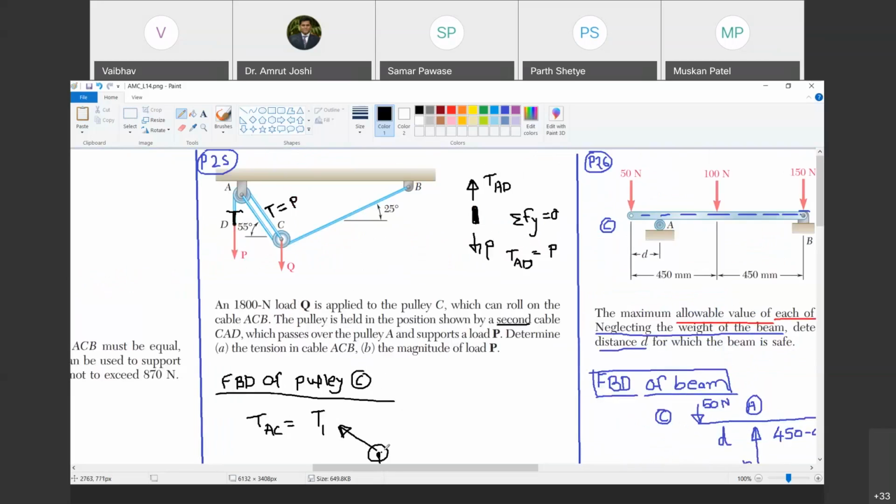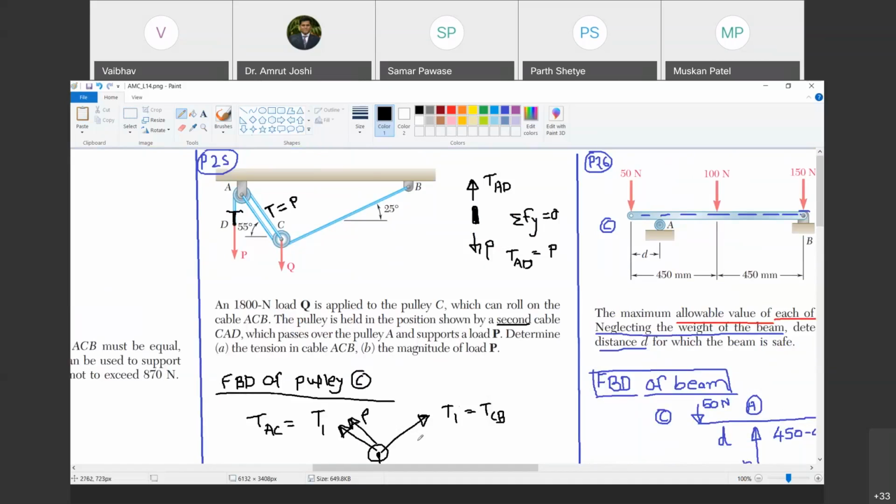And here what do I have to show? T1 again, because T1 itself is the tension in string CB, since ACB is a single string passing over a frictionless pulley. And along with that I have to show one more force here, which is parallel to this T1, and that is equal to P. Pardon me for the poor diagram, but that is equal to P.